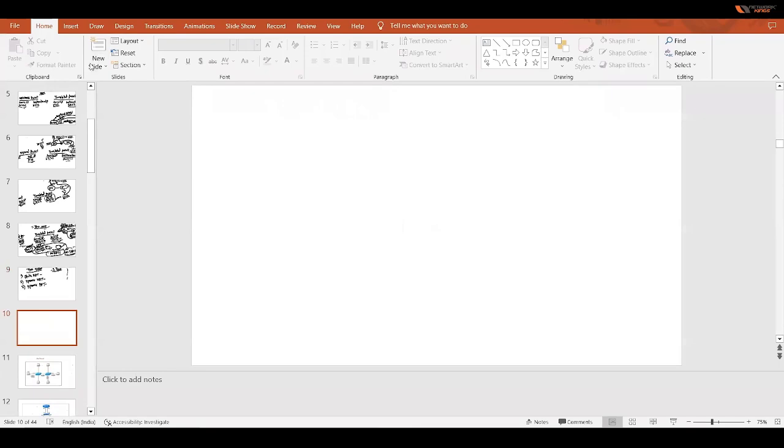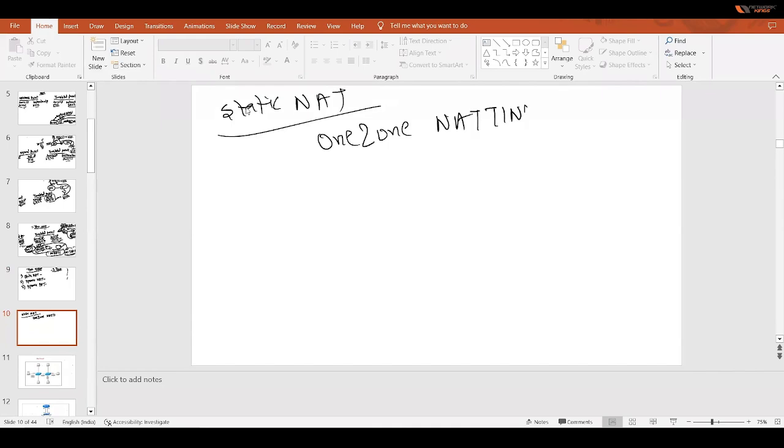So now what is static NAT? Static NAT is one-to-one netting. What does one-to-one netting mean? Like I have one PC 10.0.0.1, and I have NATed it to the IP 1.1.1.1. So it is NATed, but it is a kind of binding together.